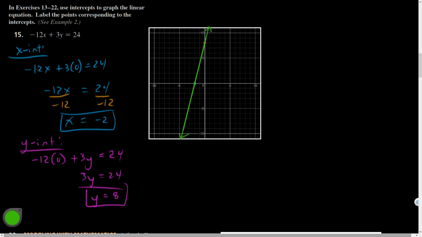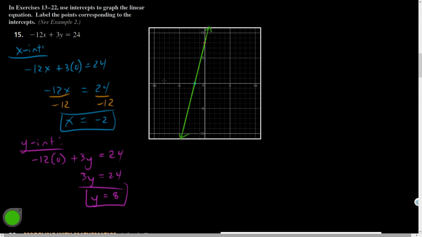As a graphical explanation as to why I plug in 0 for y, check this out. If I wanted to find out where some line crosses the x-axis, notice that every point on the x-axis has 0 as its y-coordinate. Here's (-5, 0), here's (0, 0), here's (pi, 0), here's (8, 0). That 0 is the y-coordinate of every point on the x-axis.